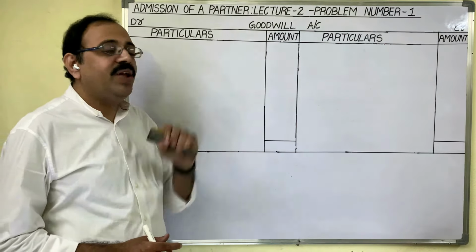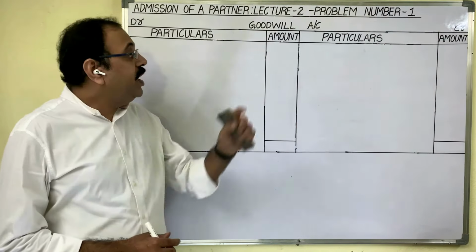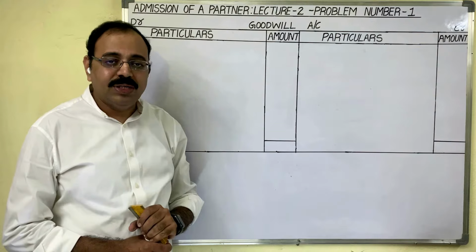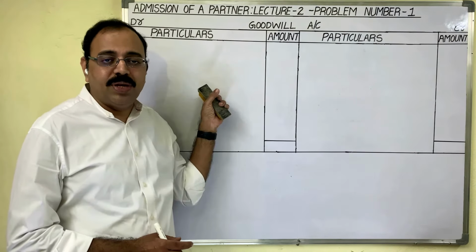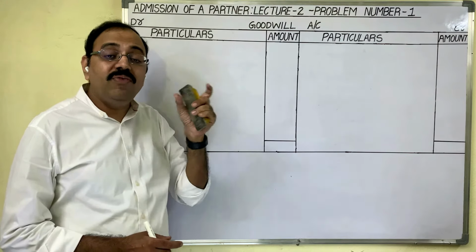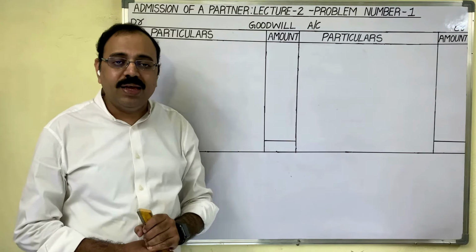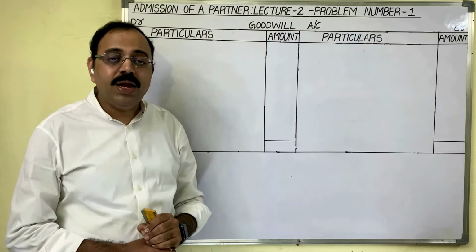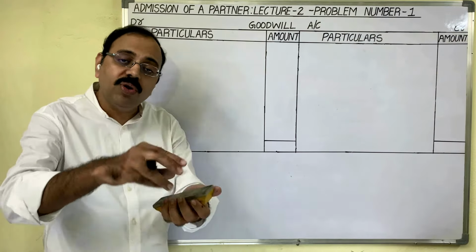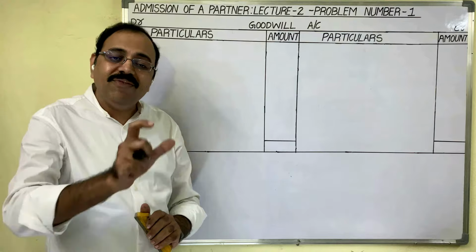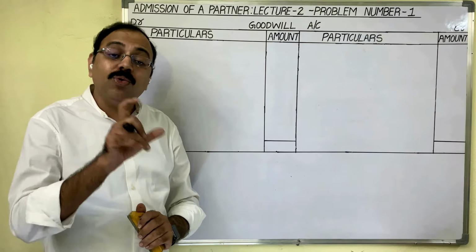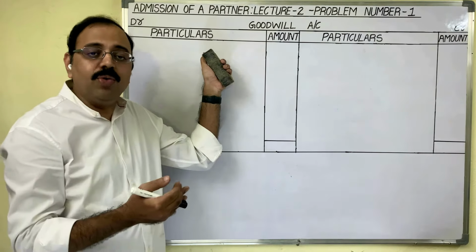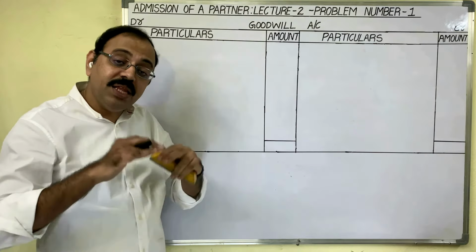Next we have to prepare the goodwill account. You may get one doubt. In lecture 1, that is in problem number 3, we didn't prepare a goodwill account. Why are we preparing a goodwill account in this problem? Because in problem 3, goodwill is paid by the new partner privately. That is the premium A method. When goodwill is paid privately by the new partner, in the books, old partners don't show the goodwill amount. As no goodwill related entry was passed, we didn't prepare a goodwill account in the third problem. But in this problem, the new partner is bringing goodwill and that goodwill is retained in the business only.